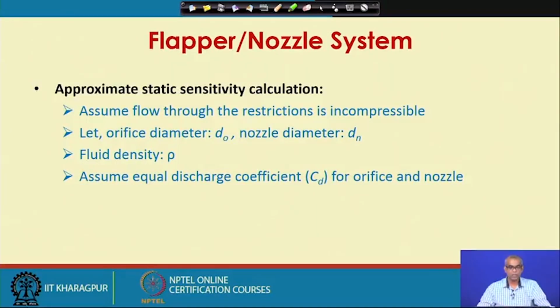Now, let us see how we compute the approximate static sensitivity for a flapper nozzle system. Assume flow through the restrictions is incompressible. So, you consider incompressible fluid flow. Let the orifice diameter be represented by dO and the nozzle diameter by dN, with fluid density rho. Let us assume equal discharge coefficient CD for orifice and nozzle.